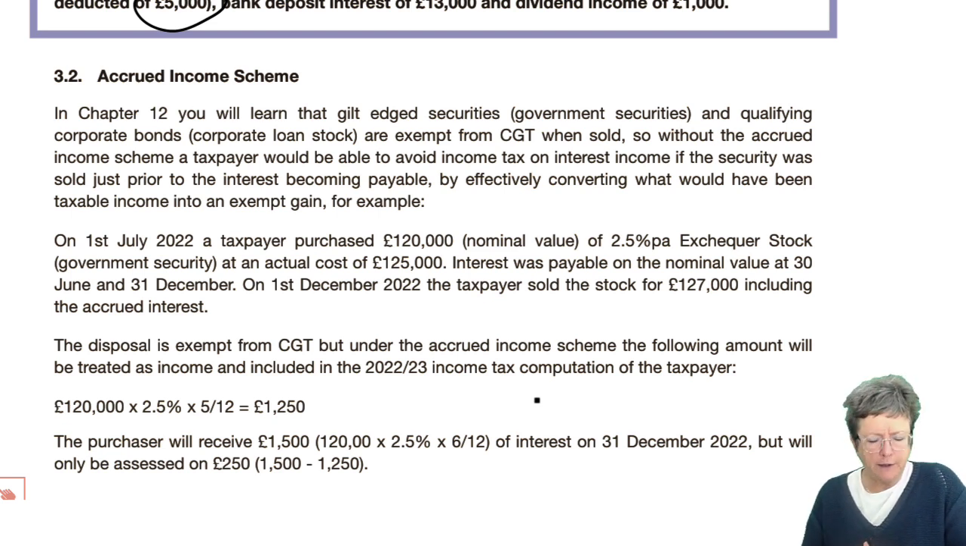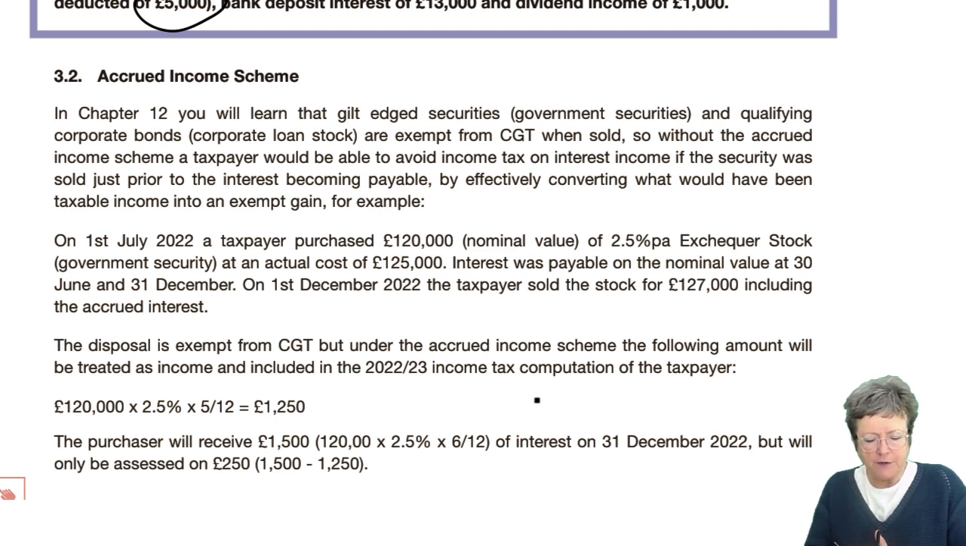Example, we've got an example here. On the 1st of July 2022, a taxpayer bought £120,000 of 2.5% Exchequer stock, which is a government security, at the cost of £125,000. Interest is payable on the nominal value twice a year. You see there, 30th of June, 31st of December. On the 1st of December, they sold the stock for £127,000, including any income that had accrued since the 1st of July to the 1st of December.